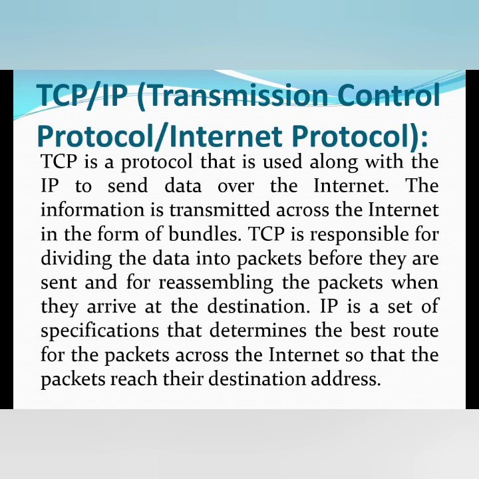So IP is a set of specifications that determines the best route for the packet across the internet so that the packet reaches its destination address. Here, Internet Protocol, that is IP, provides a sequence number to each of these packets so that they might reach their destination in correct order. IP also handles the addressing of each packet so that it is delivered to the correct destination.